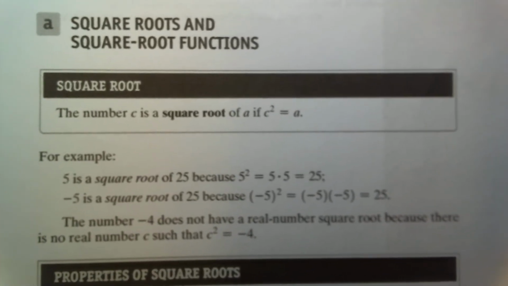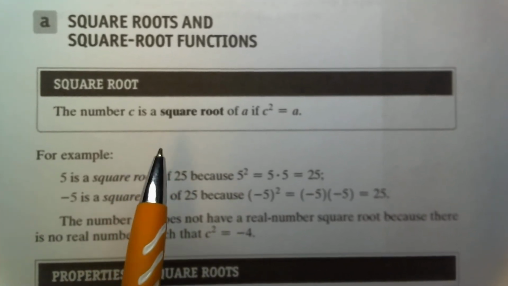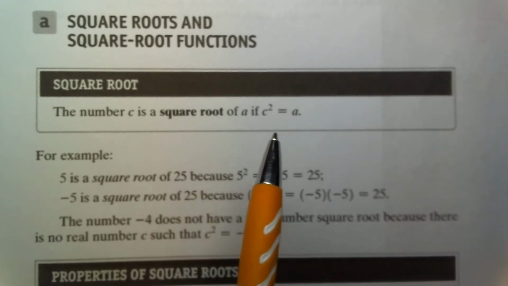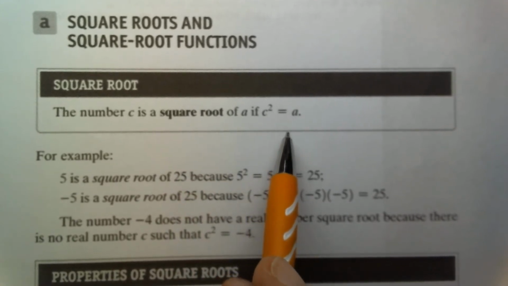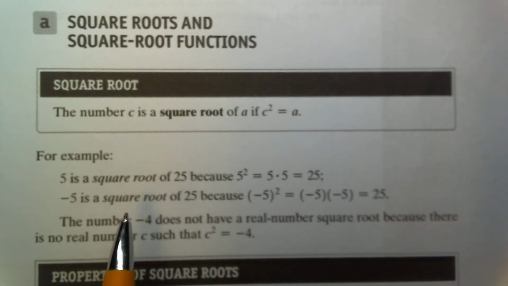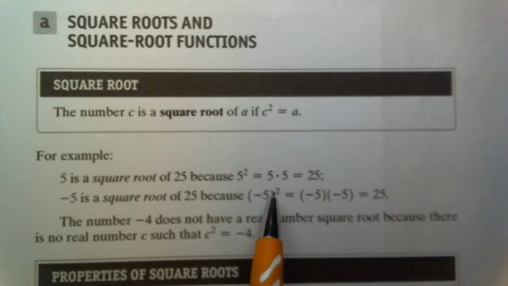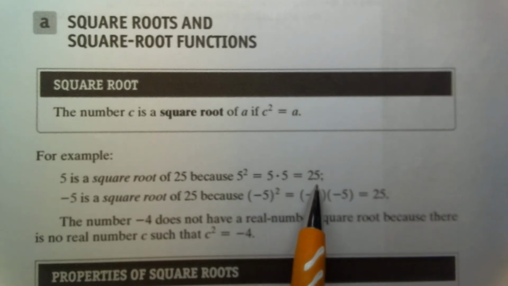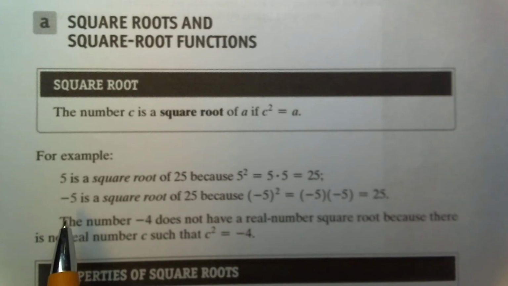So square roots and square root functions. First, let's define the square root. We say the number c is a square root of a if c squared equals a. For some simple examples, 5 is a square root of 25 because 5 squared, or 5 times 5, equals 25. But notice that minus 5 is also a square root of 25 because minus 5 parentheses squared means minus 5 times minus 5. And since minus times minus is plus, it's also equal to 25.